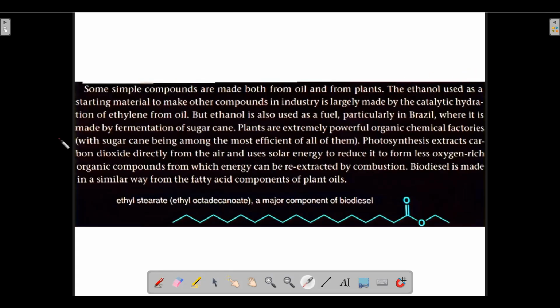The ethanol used as a starting material to make other compounds in industry is largely made by catalytic hydration of ethylene from oil. So what it is saying is that ethanol, CH3CH2OH, is ethanol. This ethanol is used as a starting material to make many other compounds. And how is this ethanol produced? Ethanol is produced with the help of ethene or ethylene gas. And ethylene gas, when it is reacted with water, that is when its hydration is undergone, it releases ethanol.